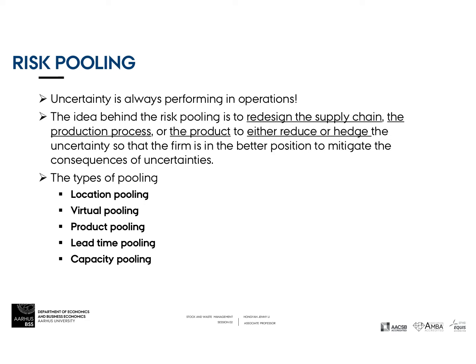The different types of pooling may require different levels of change to the supply chain. For example, location pooling may require redesigning the supply chain structure, and capacity pooling quite likely will require the production process to change. And product pooling, of course, is related to the supply chain, the production process, and the product.